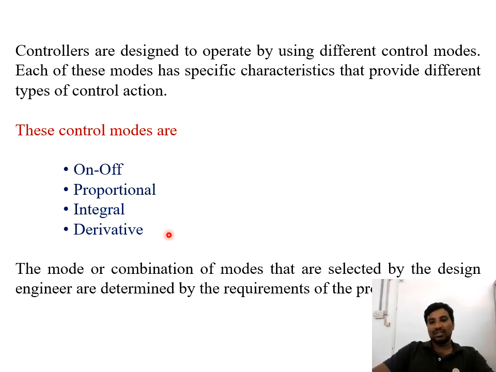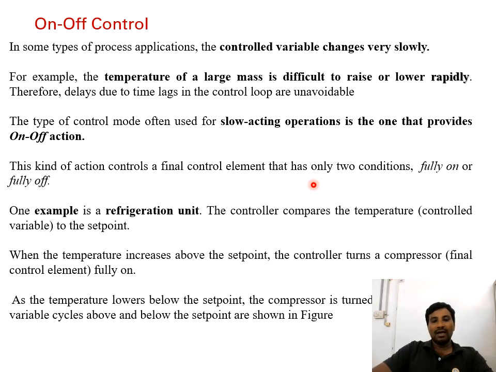All these modes are selected by the design engineer, determined by the requirements of the process and dependent on the process. Now let us see, one by one, the modes of controller operation. The first controller operation is the on-off controller.